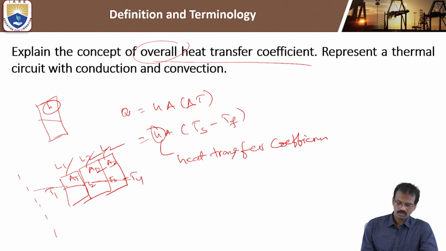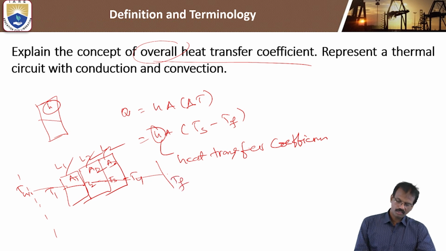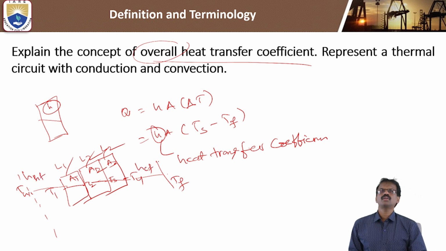Suppose heat is transferred from hot fluid to solid. That is the temperature of the hot fluid, T hi, inner. This is the cold fluid, suppose the atmospheric temperature, that is T f. Here the heat transfer coefficient is different: h hot fluid, h HF, and here h cold fluid, h CF. So different heat transfer coefficients are placed.